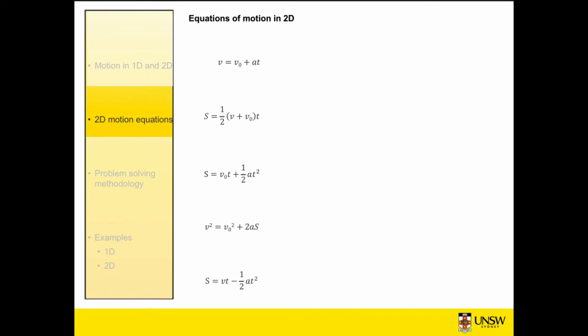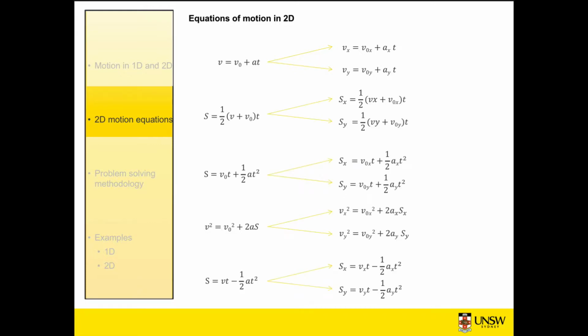So if we look at our 1-dimensional equations, the 5 of them, to use them in a 2-dimensional case, we just need our horizontal and vertical components. And so we just do that for each of our equations, and then the right hand side of the slide gives us our 2-dimensional equations of motion.